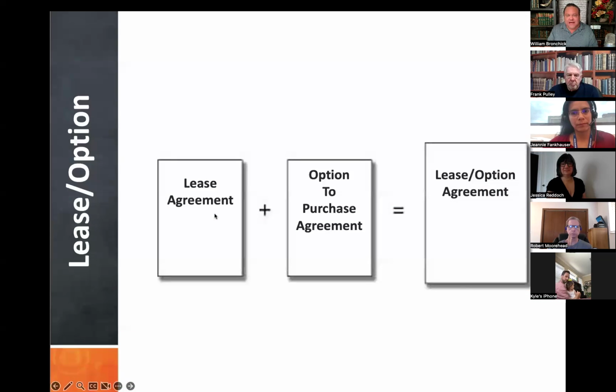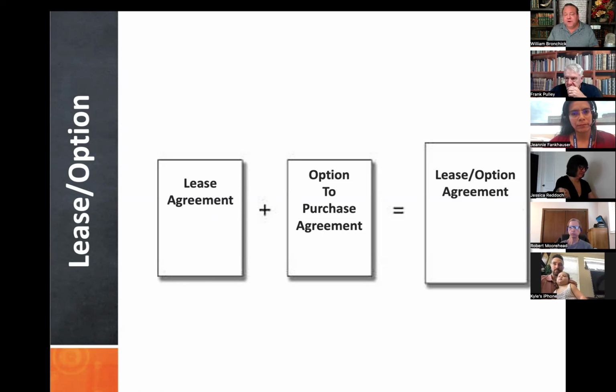So a lease option simply is a lease plus an option agreement. Some people call it lease purchase. Technically, that's a lease and a purchase agreement, but for the most part, it's a matter of semantics of what you call it, because in the end, it's the same practical effect. So, an option agreement is different than a regular purchase agreement.